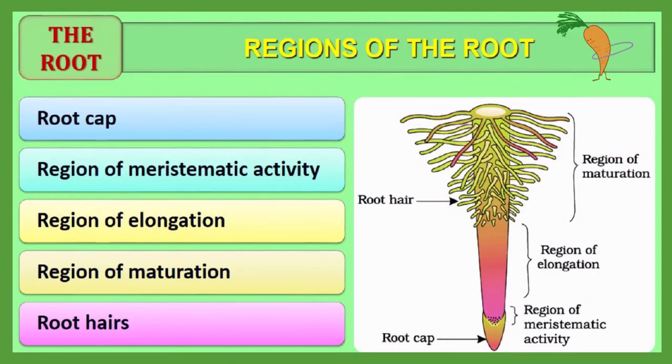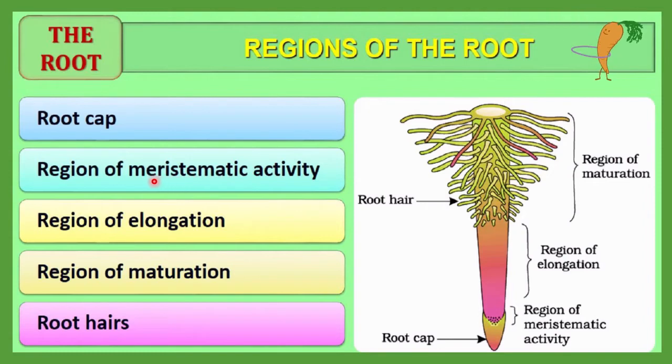Now let me go through the next topic, regions of the root, and this topic may be asked as a 4-mark question in the board examination. So you just have to prepare very well with the notes. Here you can see a list of regions found on the root. It starts from the root cap. This is the structure of the root cap, which looks like a cap, and that's why it is called the root cap. Then the next portion above that is the region of meristematic activity.